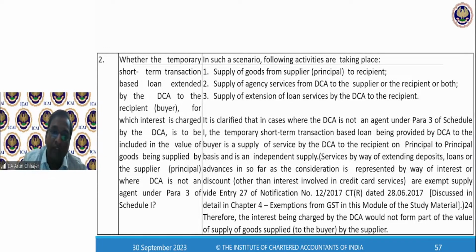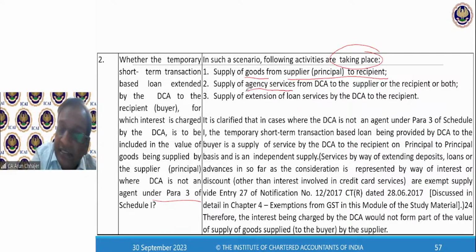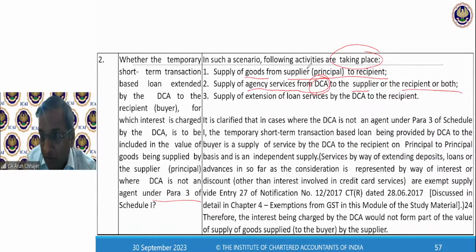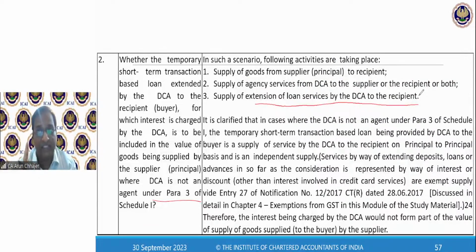Thank you so much. So, you all have given the clarity that if the DCA is not the agent as per para 3 of schedule 1, then the invoice would be in the name of the supplier, that is the principal. Now, what are the number of transactions in this case? One is the supply of goods from principal to recipient. Second is agency service from the DCA to the supplier or the recipient or both, because he will charge certain commission. That commission might be to the supplier, might be to the recipient, might be to both. Then the third transaction is the extension of loan by the DCA to the recipient. So there are three transactions.